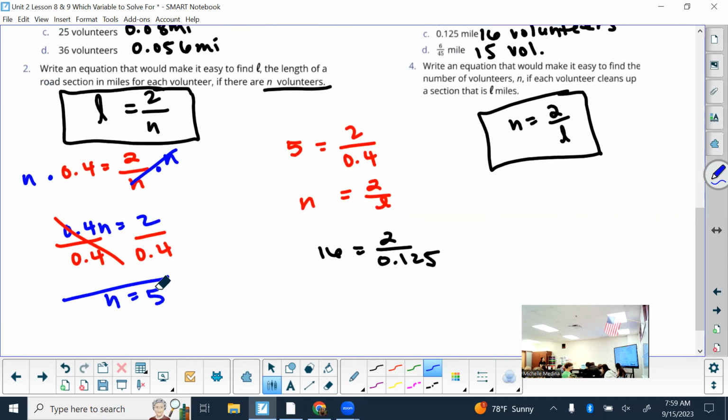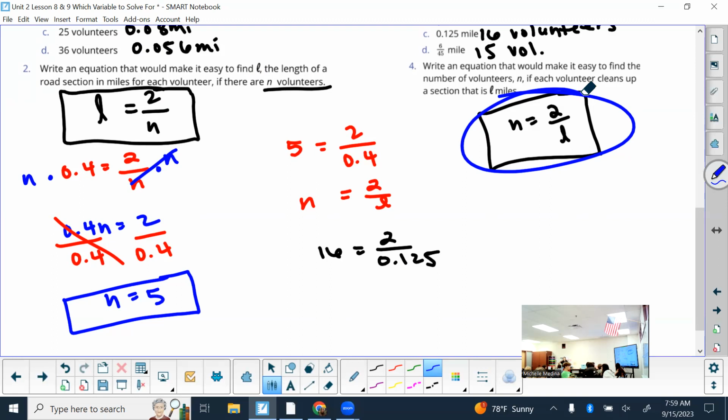But look at how many steps I did. 2 steps really. Whereas if you just made an equation like this, you're just typing one thing into your calculator, just one step. So when it says makes it easier, it wants what you're actually solving for alone. All right, questions on that?